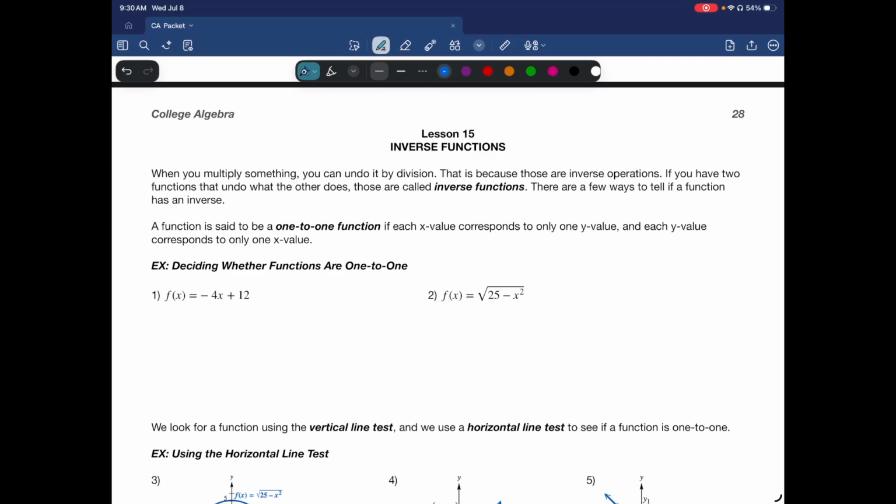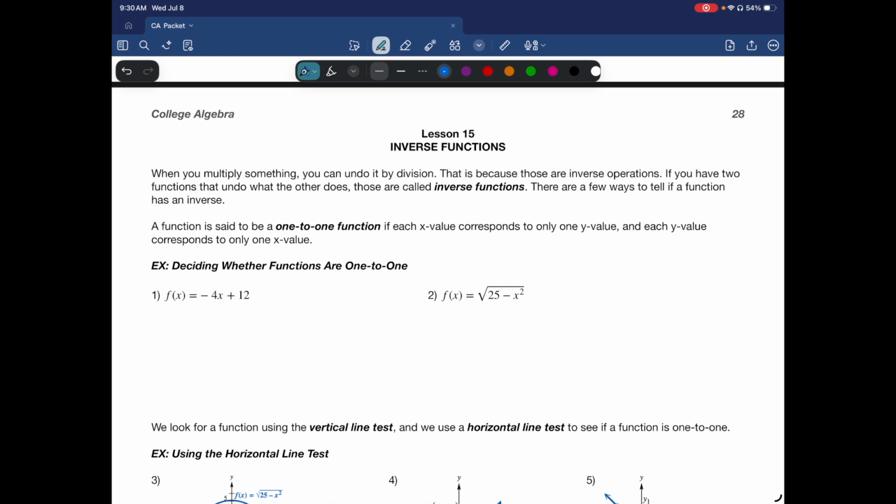In this lesson, we're going to talk about inverse functions. We've talked a lot about functions up to this point, but now we're going to take it in a different direction. When multiplying something, you can undo it by division. That is because those are inverse operations. If you have two functions that undo one another, then those are called inverse functions.